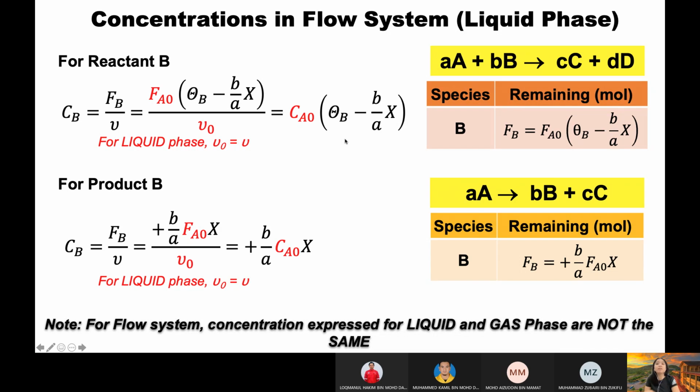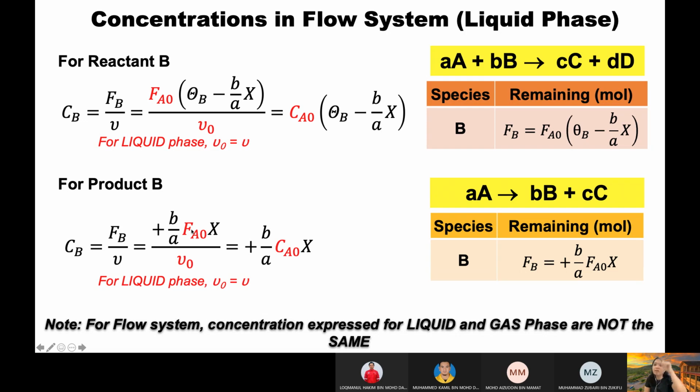Okay, so then next, for produk pula, katakan B adalah produk. Okay, so same concept. Part pertama tu masih sama. Outlet concentration of B equals outlet molar flow rate of B divided by outlet volumetric flow rate. Tetapi bila B adalah produk, from the table, FB now equals plus B per A FA naught X. Sebab tu jadi plus B per A FA naught X divided by outlet volumetric flow rate.